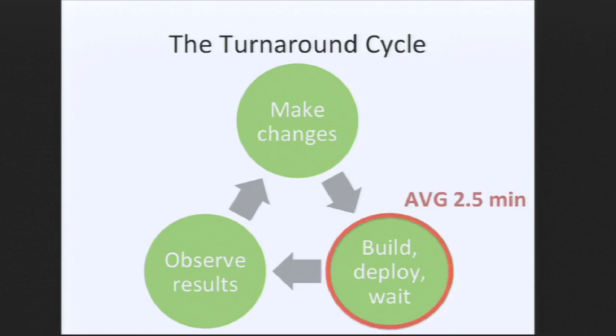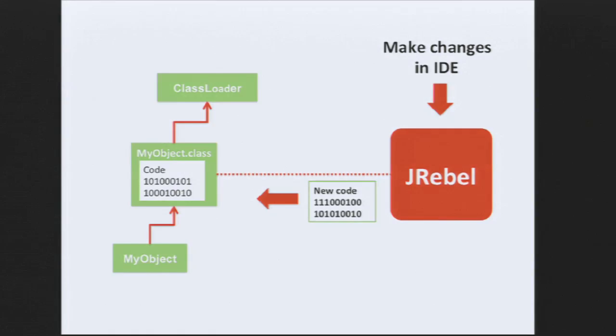This kind of cycle actually takes 2.5 minutes on average, according to our surveys. It might get to extremes when your build phase is really long and when the redeploy time is really long. We have seen turnaround cycles of about 30 minutes as well. But those are really extreme cases. So how does it work actually?